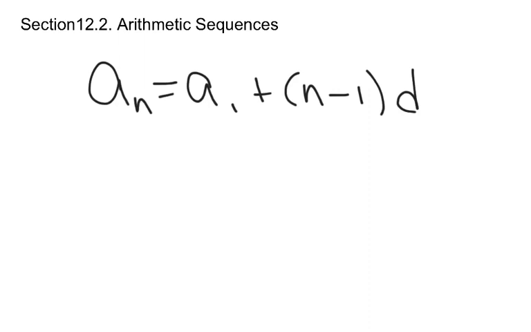Arithmetic sequences are sequences in which each consecutive term either goes up or down by the same value. That means that you either add or subtract the same number to get each consecutive term.